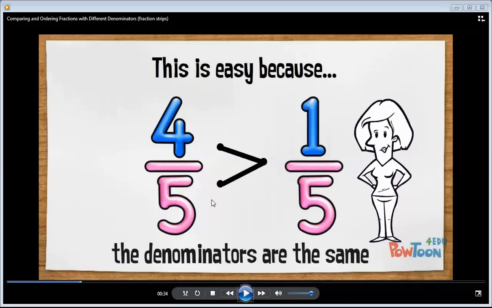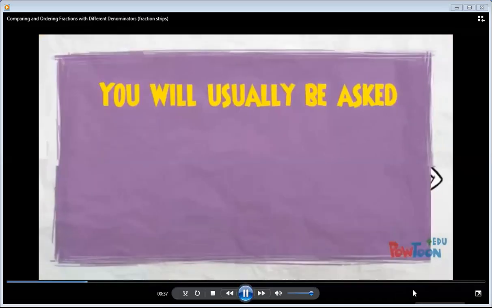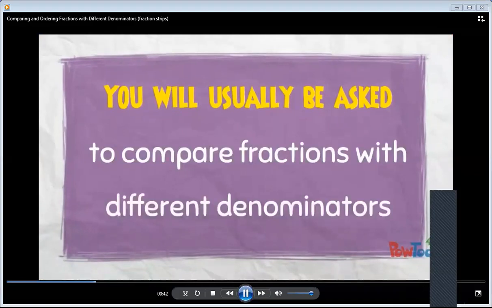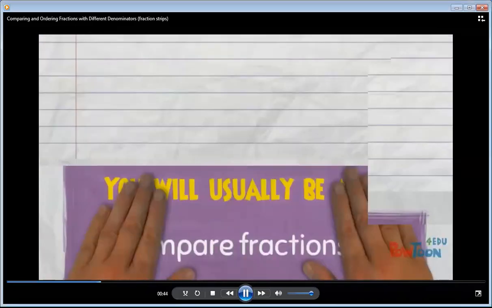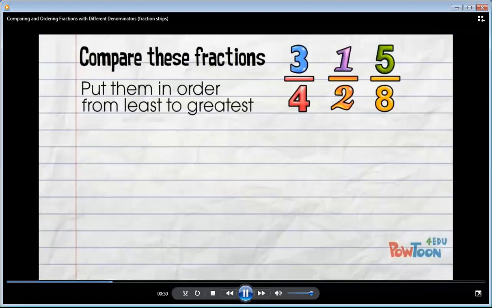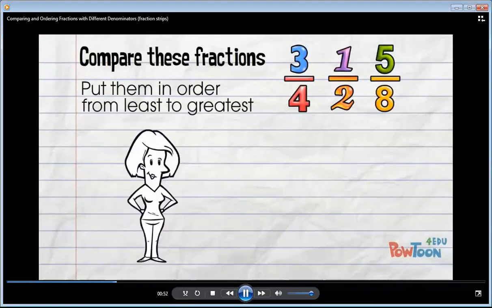Now we are going to talk about different denominators. The denominators are not always the same, but you will usually be asked to compare fractions with different denominators. Let's say we have to compare these fractions. We have to put them in order from least to greatest. We think our way through the problem.